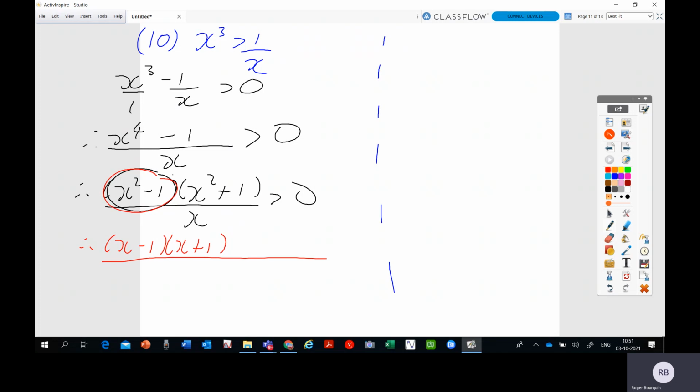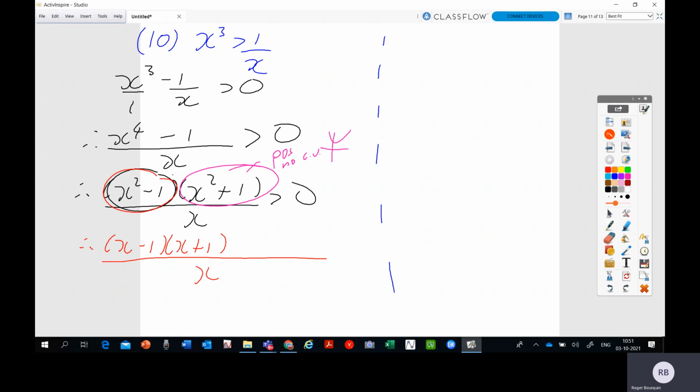The x at the bottom is still fine, but x squared plus 1 is an irreducible quadratic. If you put that into your calculator, you get no solutions. Remember, it's a parabola that looks like this. No matter what x values you put in, this whole thing is always going to be positive. It's got no critical values. So we know it's always positive, so we can divide by it, unlike most variables.